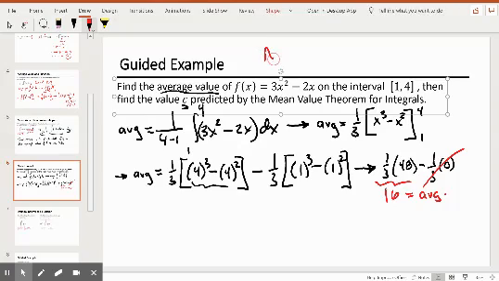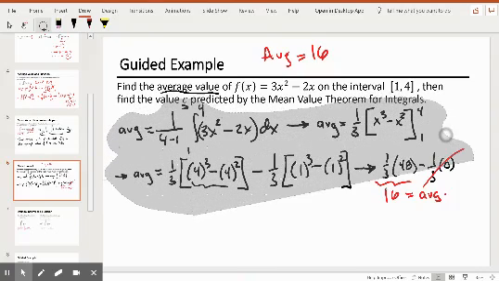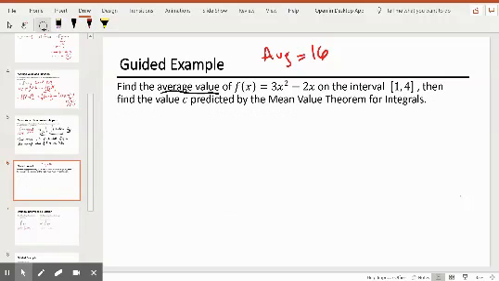So I'm going to write that up here. Average is equal to 16. I'm going to clear out this work so that we can do the next step, and that is the mean value theorem part of finding the c value, where the function is equal to its average.